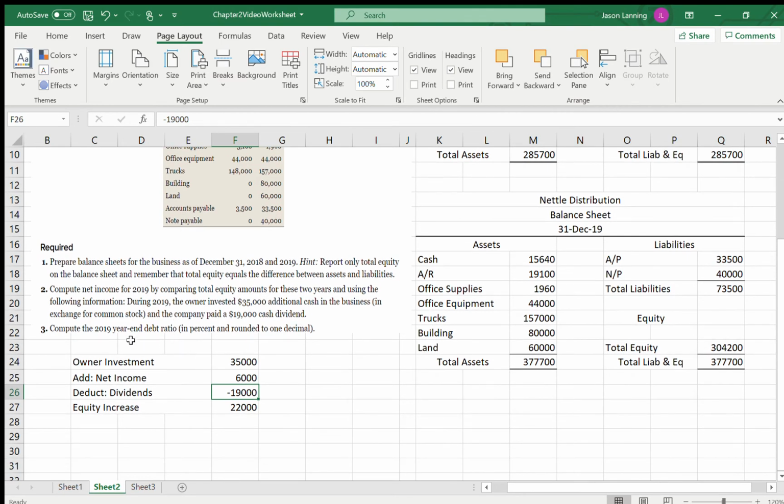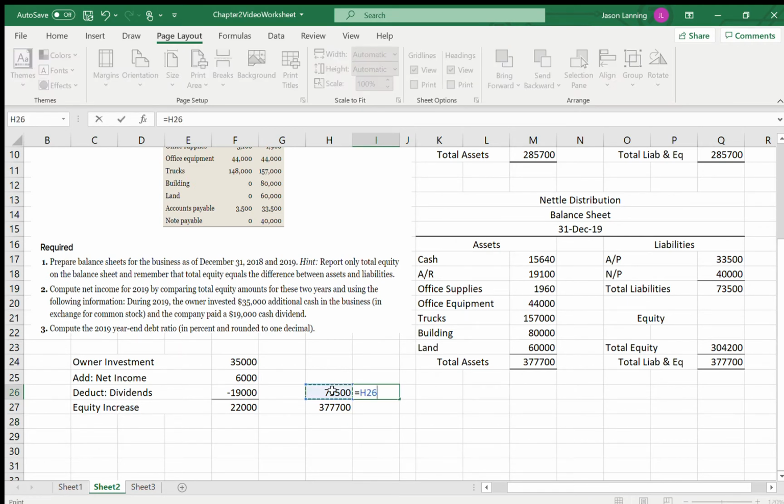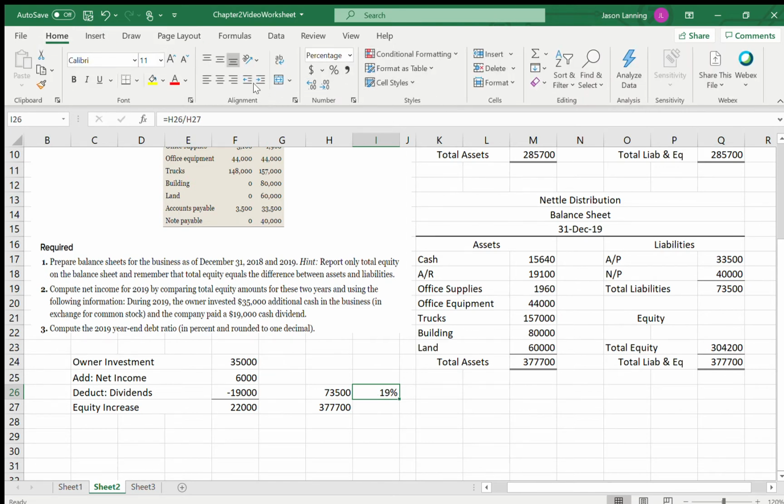Now, the last part says compute the 2019 year-end debt ratio. And we know our debt ratio is equal to total debt. So this is 2019, so we're looking at total liabilities, divided by total assets. Total assets are 377.7. So in this case, our debt ratio is equal to this divided by this, which is 0.1945. If we change this to a percentage, give it a decimal place, we're looking at 19.5% as our debt ratio.